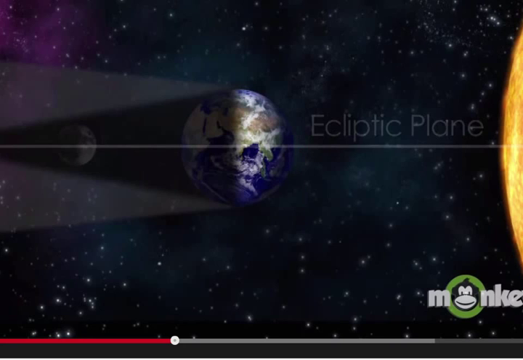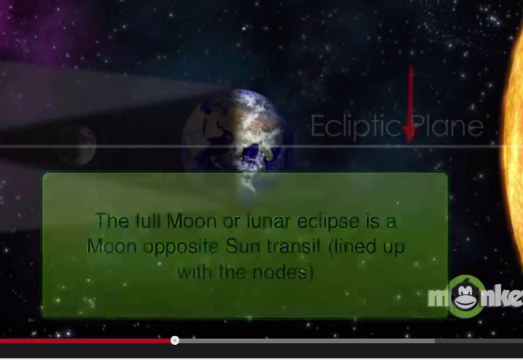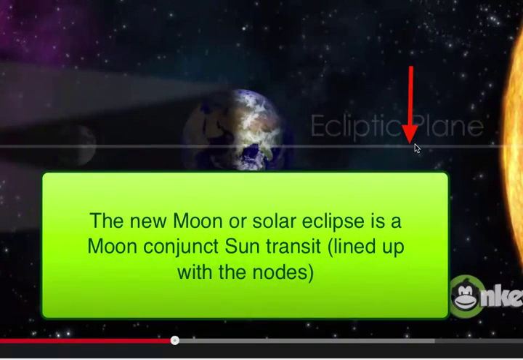In this case, it's the opposition, so it's a full moon eclipse, a lunar eclipse. What we have is the earth blocking the light of the sun, and the moon darkens. When the moon is over here on the same side as the sun, it lines up and blocks the light of the sun from the earth, and we have a solar eclipse.